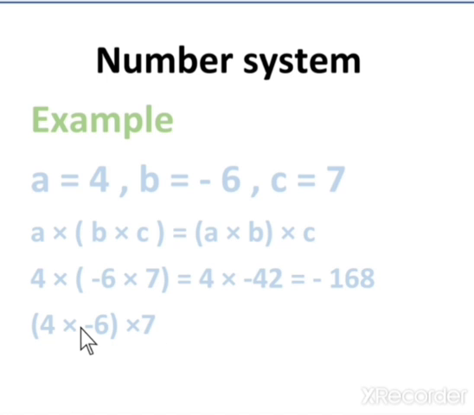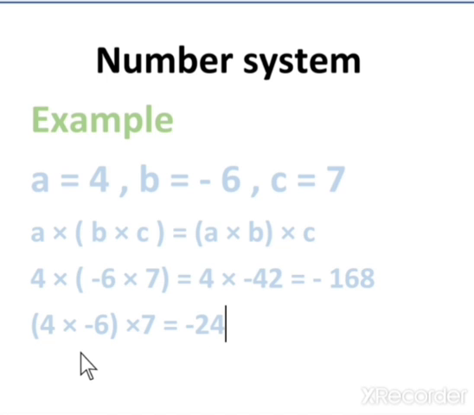First we're going to clear the bracket. So we're going to multiply 4 into minus 6. If we multiply these numbers, the answer will be 24, and multiplying the signs, plus into minus is minus, so the answer is minus 24.